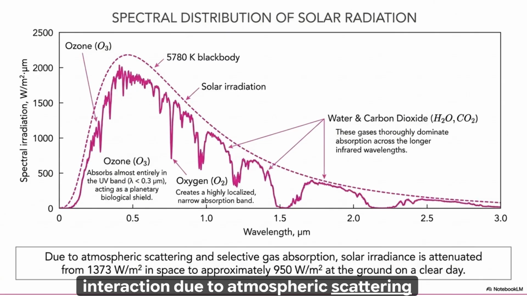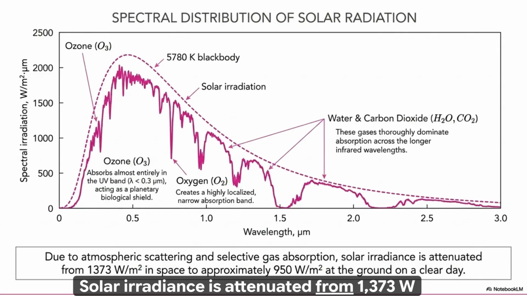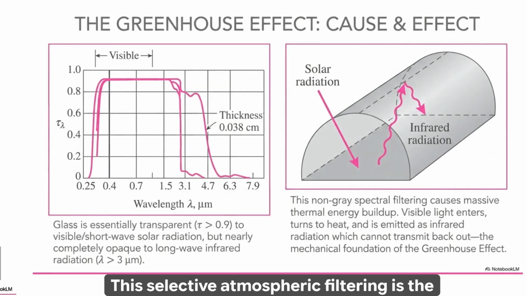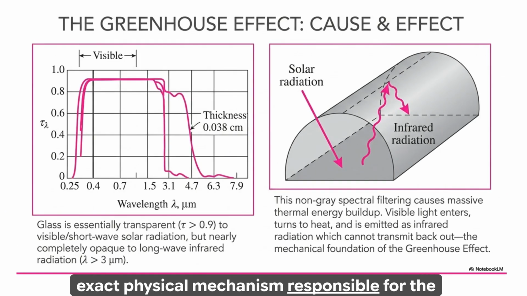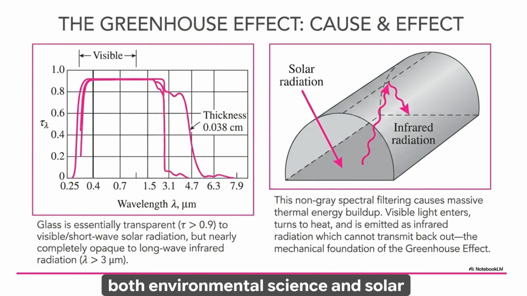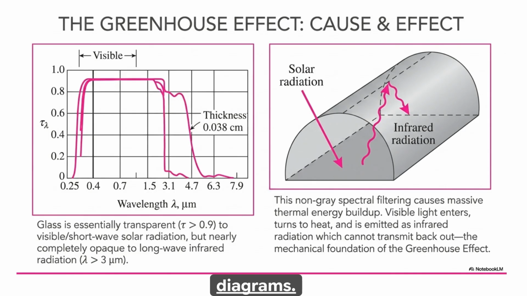Due to atmospheric scattering and selective gas absorption, solar irradiance is attenuated from 1,373 watts per square meter in outer space down to approximately 950 watts per square meter at the ground on a standard clear day. This selective atmospheric filtering is the exact physical mechanism responsible for the greenhouse effect, an essential concept for both environmental science and solar engineering. Let's look at how it works using these two diagrams.